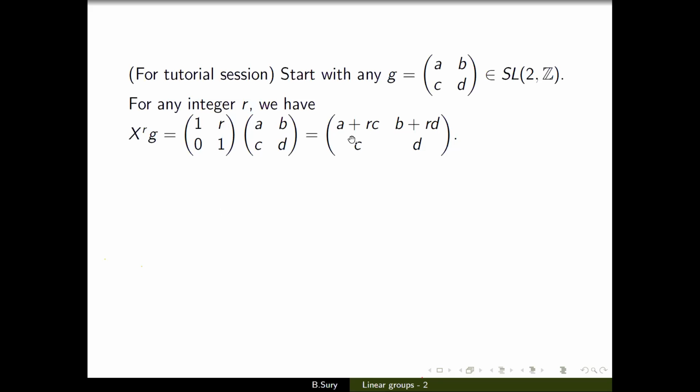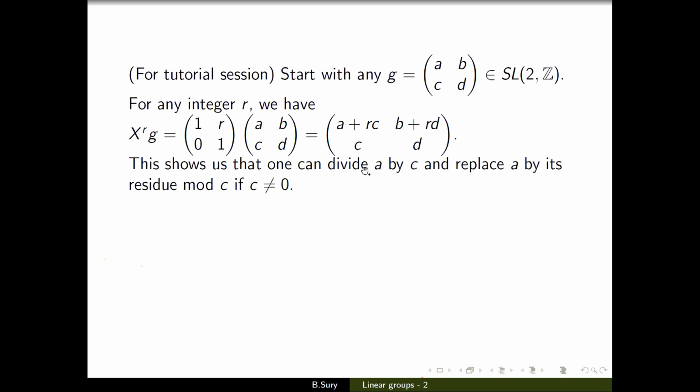If c is not 0, that means you can divide a by c and get the first entry, the 1, 1 entry, to be 0, right? So you can choose r appropriately when c is not 0. So when c is not 0, we can divide a by c and replace a by the new a, which is the residue mod c, the remainder mod c. So you reduce the size of a now. Remember. Okay. Like that you can do.